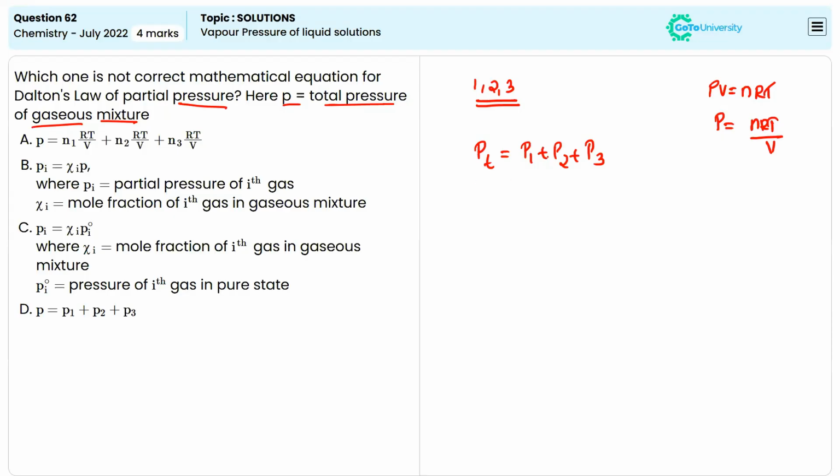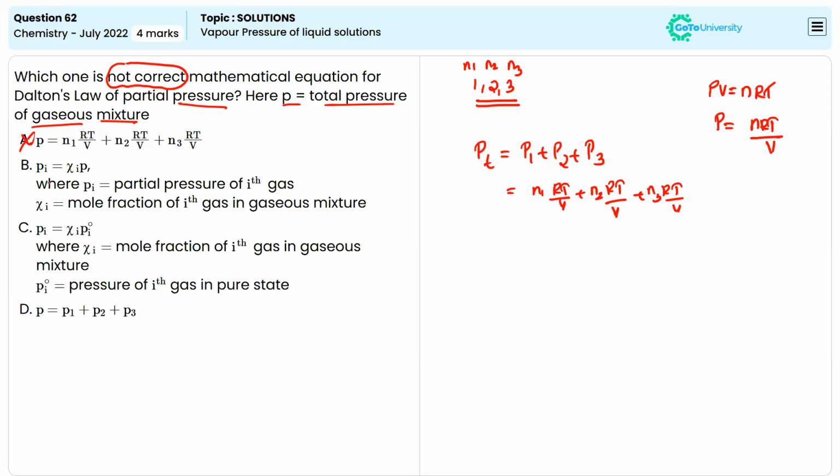So I am taking the number of moles of component 1 as N1, 2 as N2 and 3 as N3. We can rearrange this equation of the total pressure as N1 RT by V plus N2 RT by V plus N3 RT by V. This is the same equation for Dalton's law of partial pressure, so option A is correct mathematics. But they are asking for the incorrect option, so this is not the answer because this is an expression for Dalton's law.